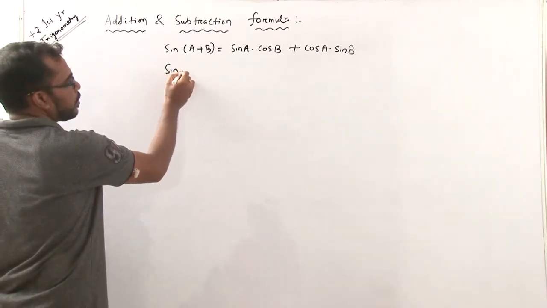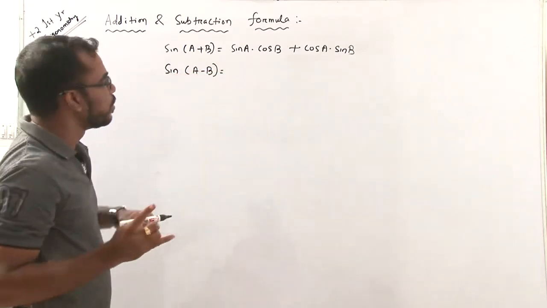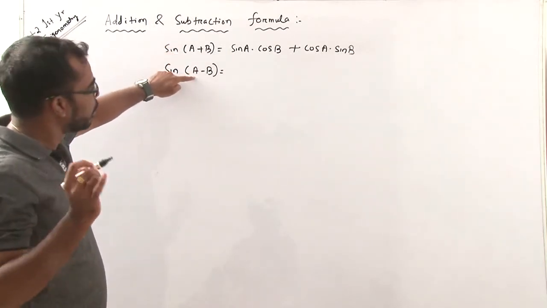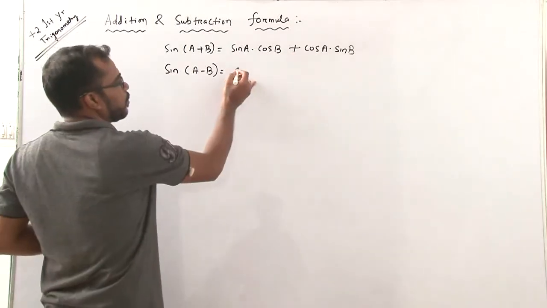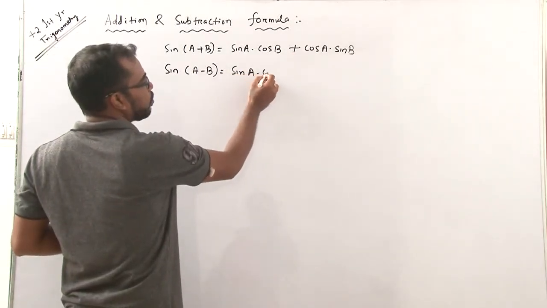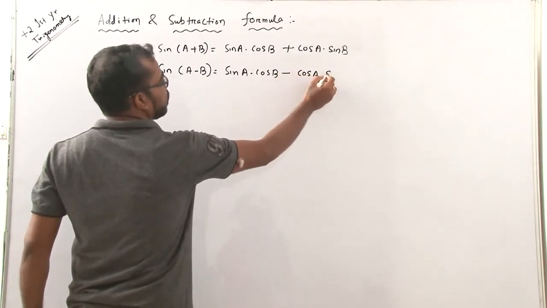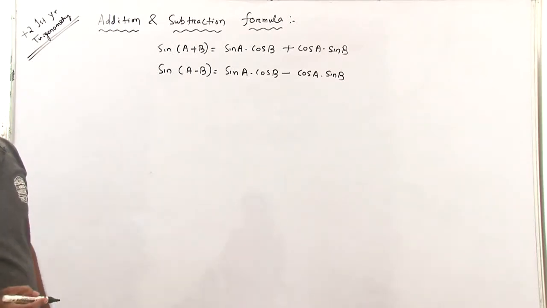Similarly, sin(a minus b) is the same as the formula of sin(a plus b), but with a change in the sign. So here we can write sin a into cos b minus cos a into sin b. That is the formula of sin(a minus b).